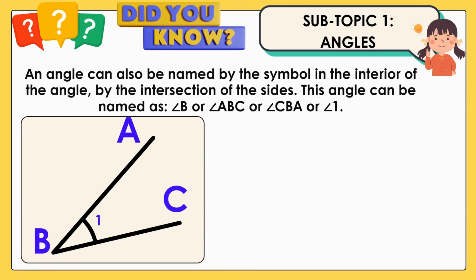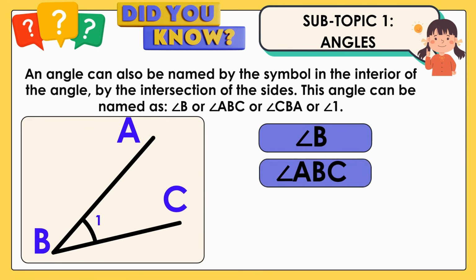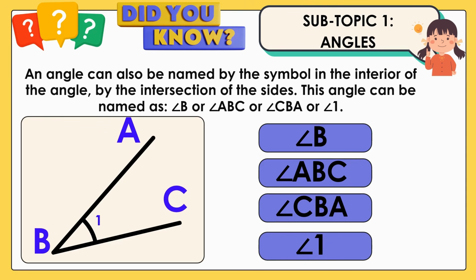An angle can also be named by the symbol in the interior of the angle. By the intersection of the sides, this angle can be named as angle B, angle ABC, or angle CBA, or angle 1.